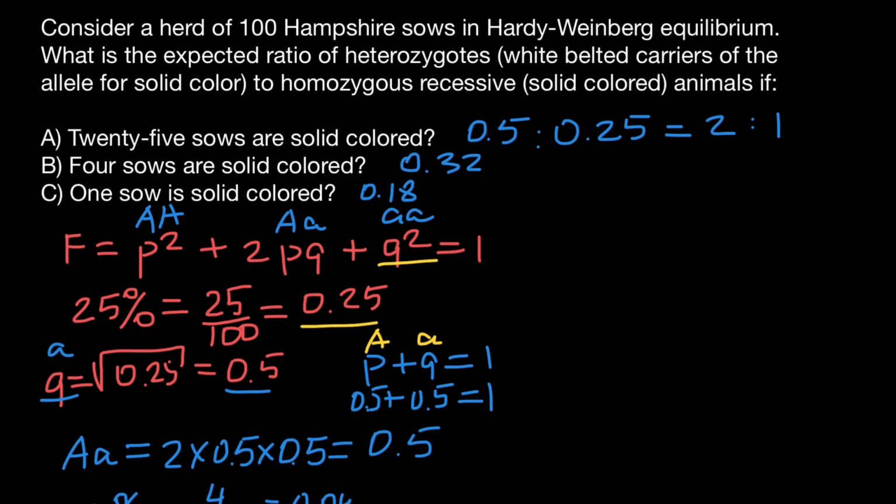Now, second variant: 4 sows are solid colored. We have found that the heterozygotes are 32% or 0.32, and 4 out of 100 is 0.04. This number is 8 times bigger than this number. That means our ratio is 8 to 1. And the last question, 1 sow is solid colored, and we have found that the frequency of the heterozygotes is 0.18 or 18%, to 1% or 0.01. It is easy to say that this number is 18 times bigger than this number. That means the simplified ratio is 18 to 1. So we have found 3 ratios.